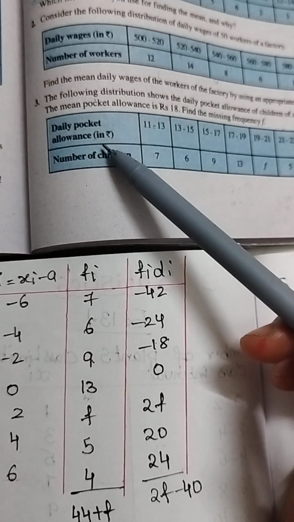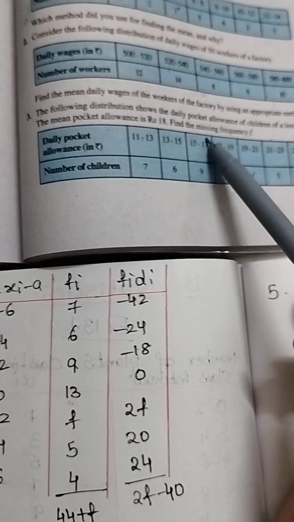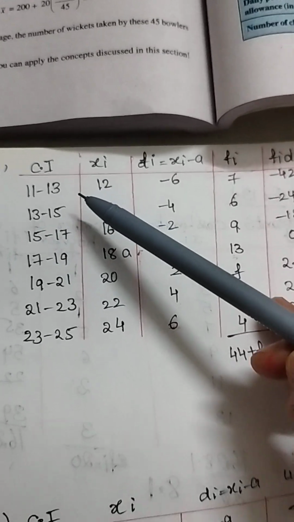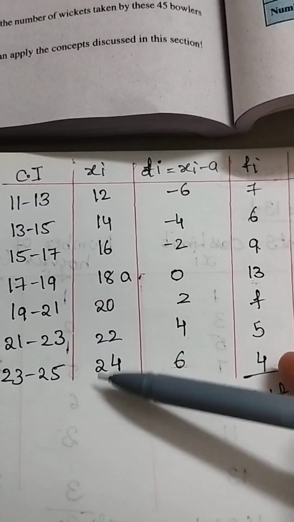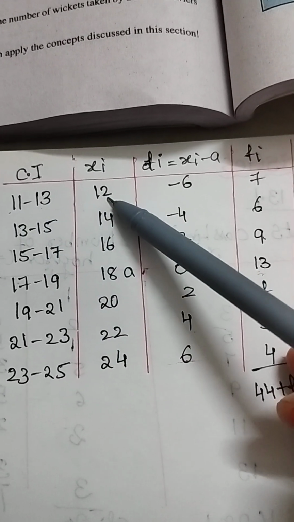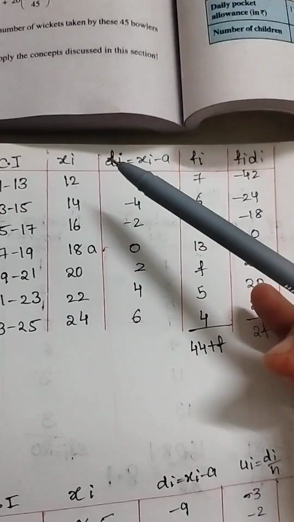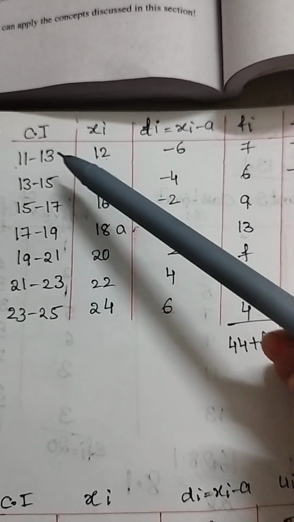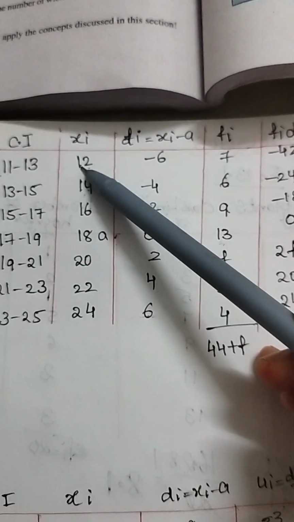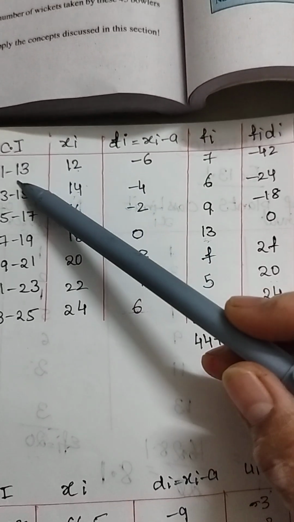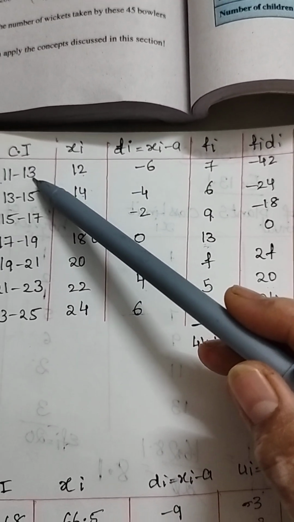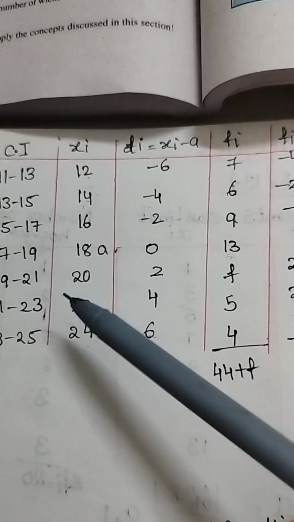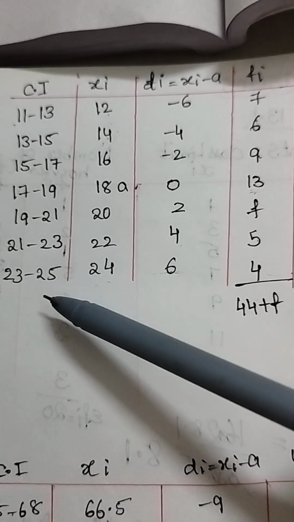Next, third sum of the exercise. The mean is already given, 18. You should find the unknown frequency value, F, the missing frequency. I wrote in a similar manner. You write the class intervals. Xi I calculated: 13 plus 11 by 2 means 12. This is 14. One easy trick is to find just one. If the class intervals are continuous, for the first one you find the class mark, then keep on adding the class size to it. Class size is 2, which is the difference of upper limit minus lower limit. Just add the class size and you will get this column. If the class intervals are continuous only, you can do this method.